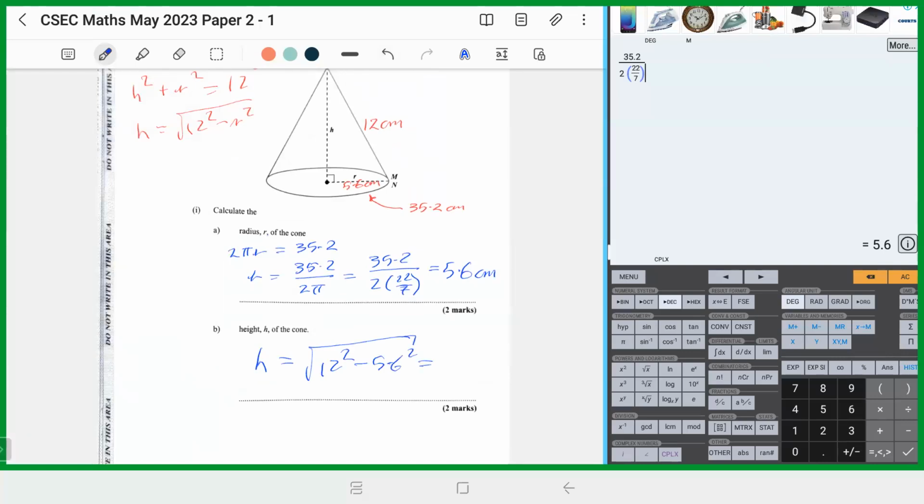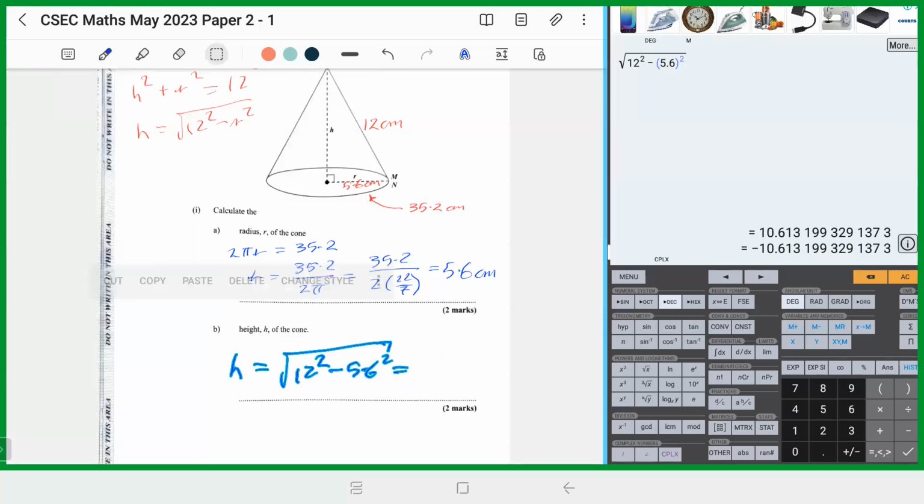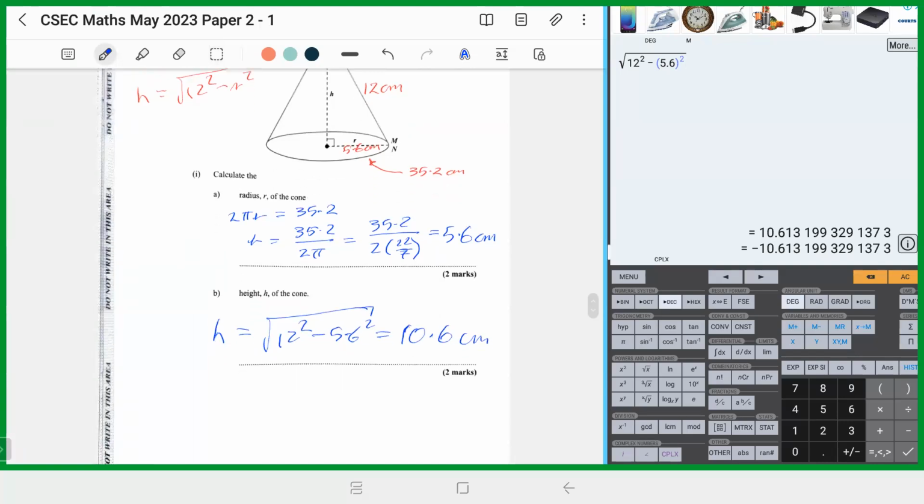We can also use a calculator: square root of 12 squared minus 5.6 squared. That gives me 10.6 to three significant figures. So h is 10.6 centimeters. When the answer is not exact, give it correct to three significant figures. All right, that is that. Finish that part.